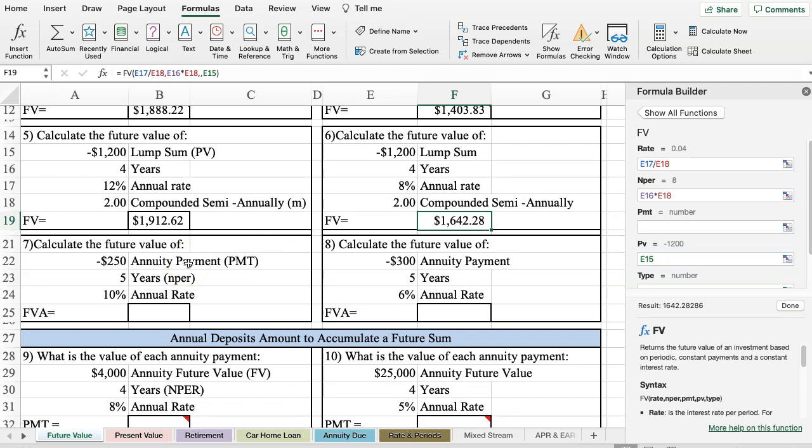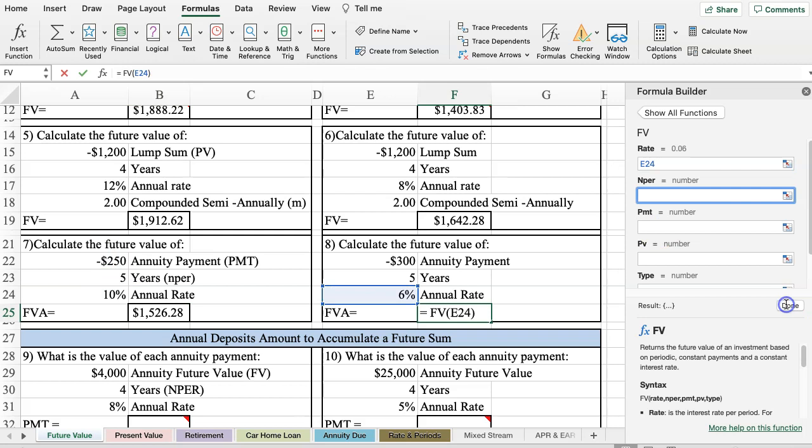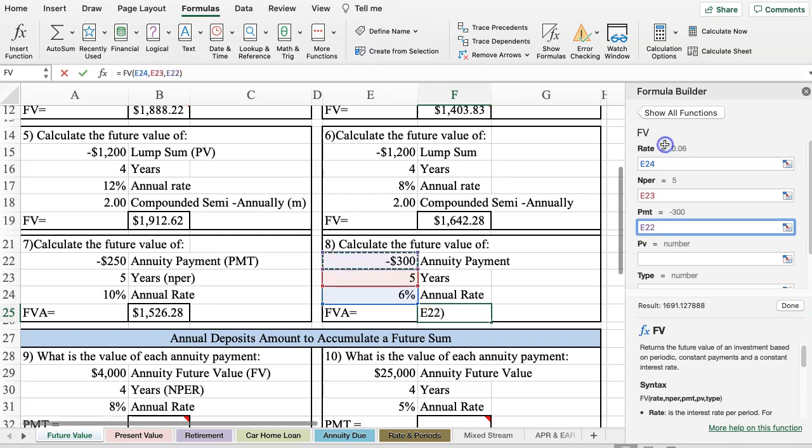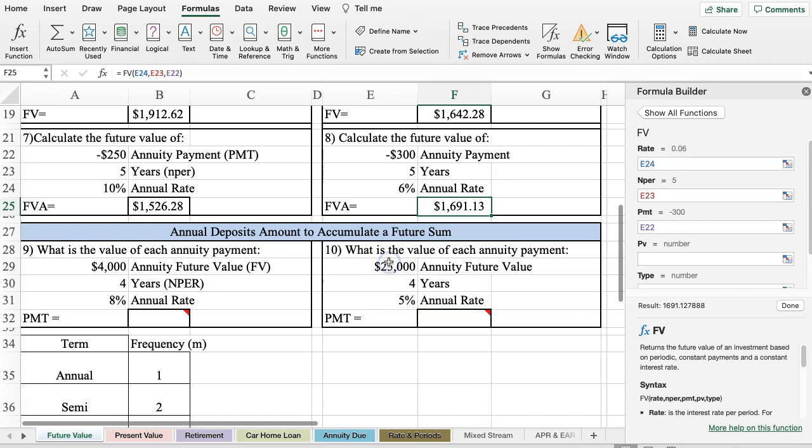Again, we use the same future value function, our rate, nper, and now the payment. So for the payment, let's try to put in the symbol, it's easier, and we hit the rate, future value, nper 5, and payment. So the only difference, rather than the present value, is that it's $5 a year. Yeah, it's $1,600. It makes sense.